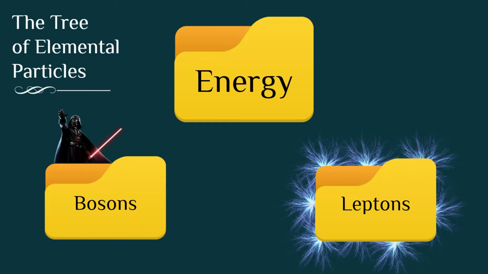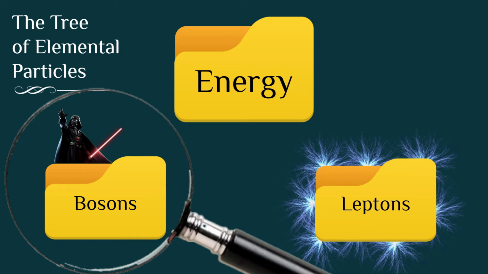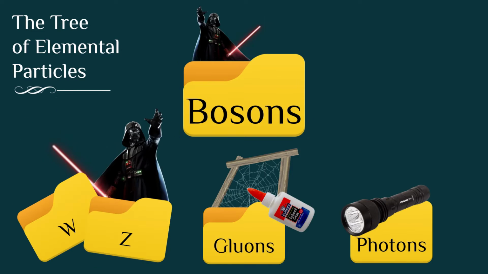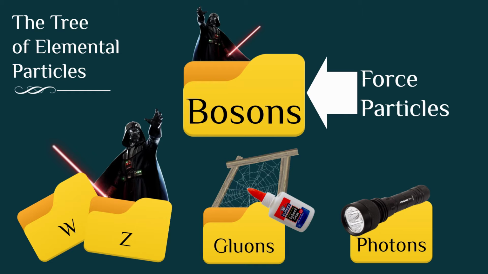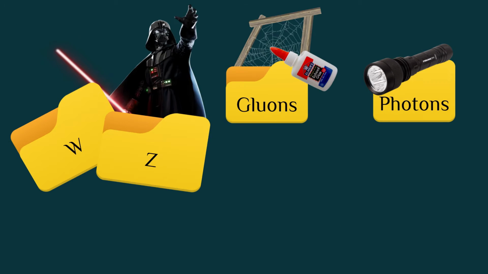Now under energy, we pretty much have two other folders, bosons and leptons. Let's focus on bosons as they are some of my favorite particles in this entire tree. So there are three types. We have W and Z bosons, we have gluons and photons. And there are a couple more that we'll talk about later, but for the time being, let's just talk about these three, arguably four. So these are force particles, and let's just start off with W and Z bosons.